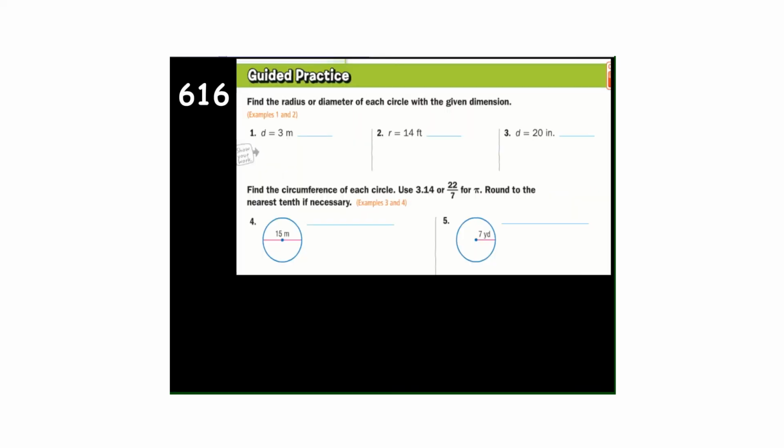Okay, guided practice. Find the radius or the diameter for number 1, 2, 3. And number 4, the directions say find the circumference, use 3.14 or 22/7. So just looking at number 4 and 5, which one would you use 22/7 for? I would use 22/7 for number 5 because it is 7 yards. So you know that the diameter is going to be a multiple of 7. Use 3.14 for number 4. Pause the video and do those.